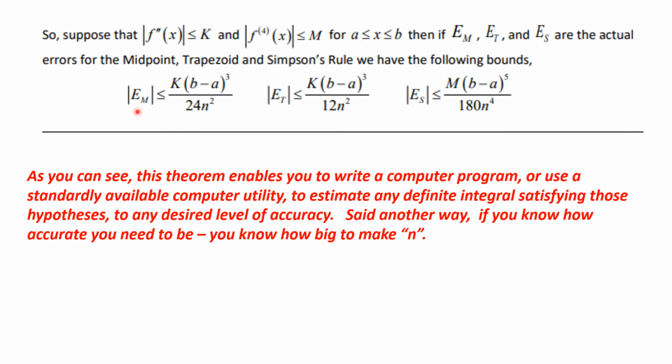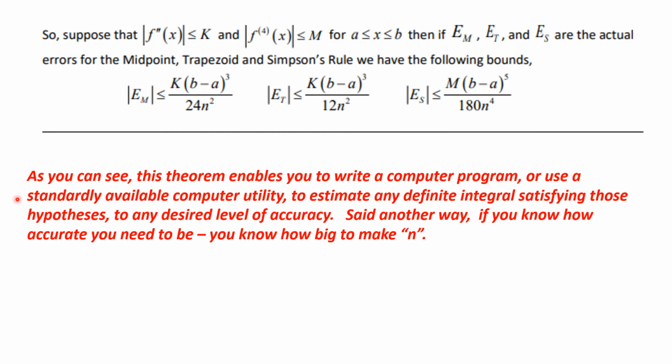You have the following bounds. So the absolute value of E sub m is less than or equal to this expression. The absolute value of E sub t is less than or equal to this expression. And the absolute value of E sub s is less than or equal to this expression. Now, the bigger you make n, the tighter your estimate can be. And from this you see that Simpson's rule is a sharper estimate generally.